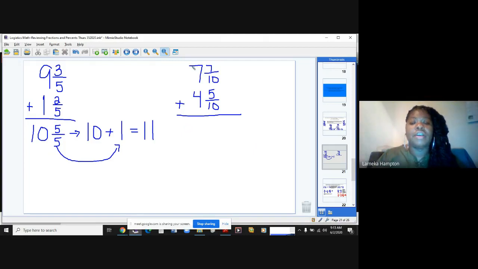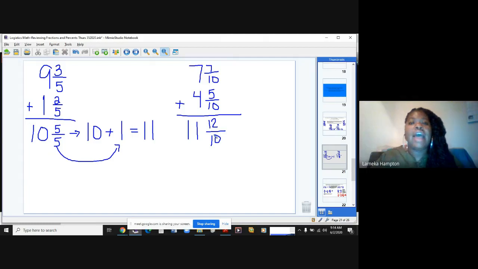So again, we are going to just simply add the whole numbers, and 7 plus 4 gives me 11. And I'm going to add my top numbers. 7 plus 5 gives me 12, and I'm going to leave my denominators the same.